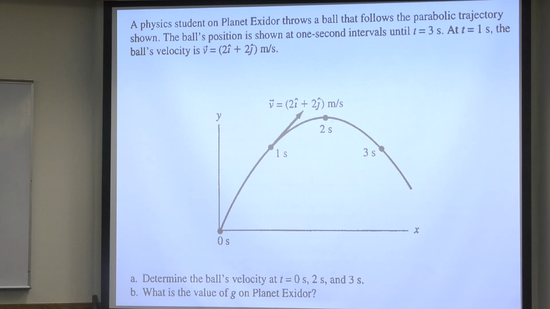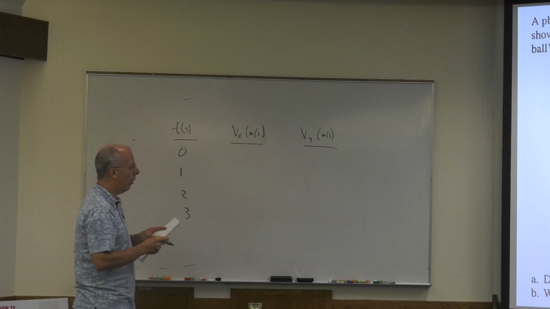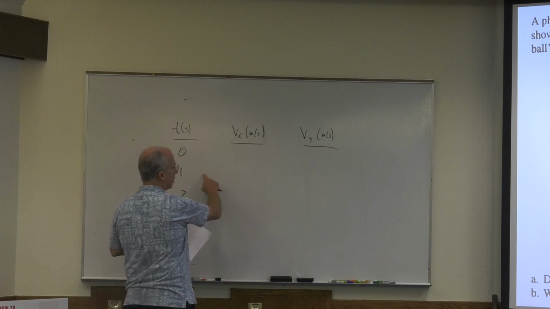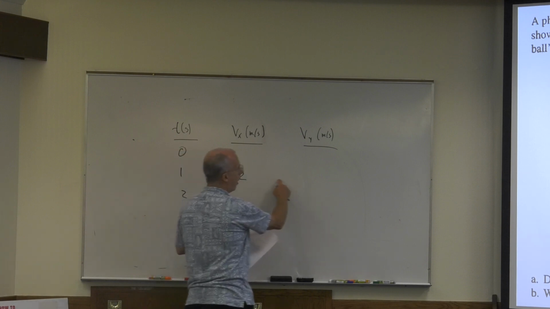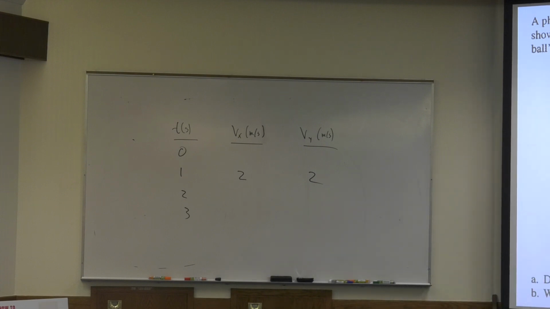Okay, so let's go through it. All right, so we only have 0, 1, 2, 3. Now, we're given at 1 second, what's the x component? It's 2 meters per second. And also the y component is 2 meters per second, right? At time equals 1, x component, y component.